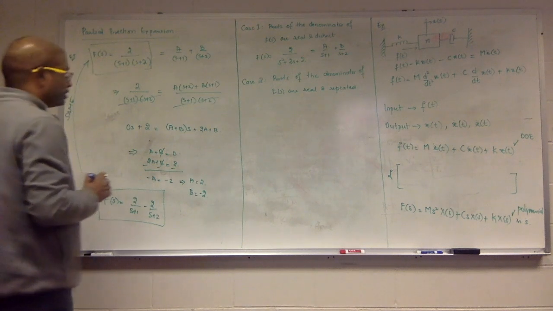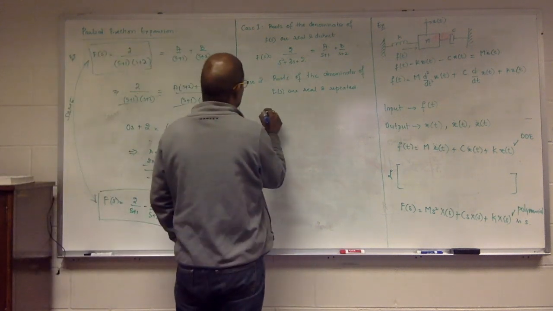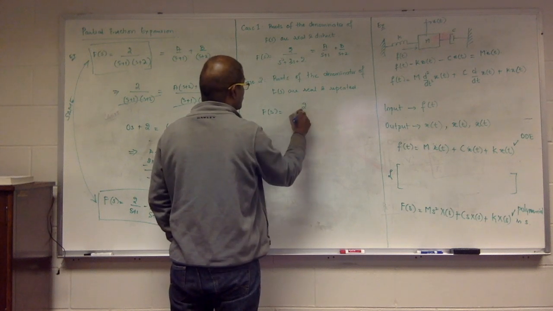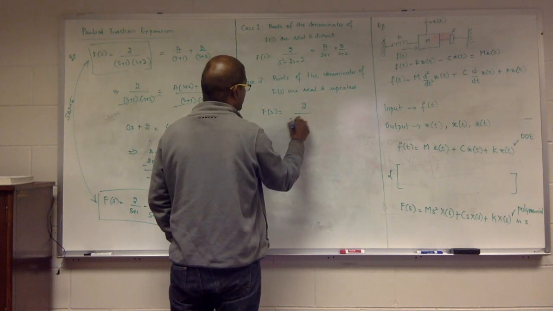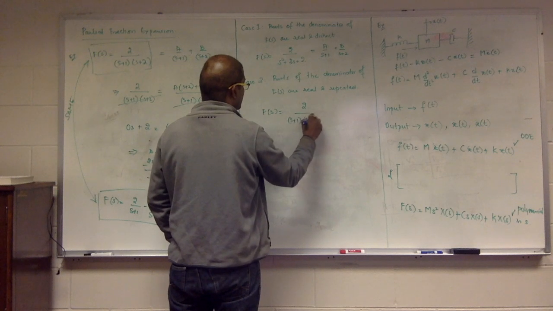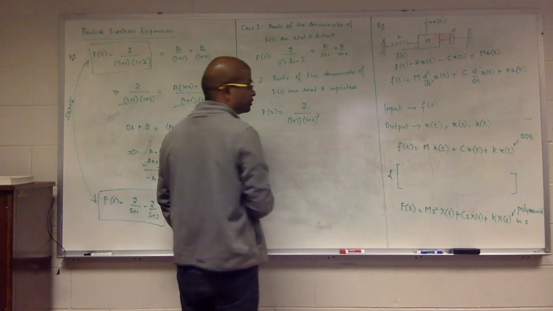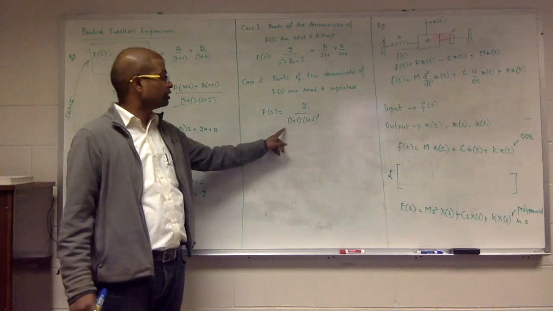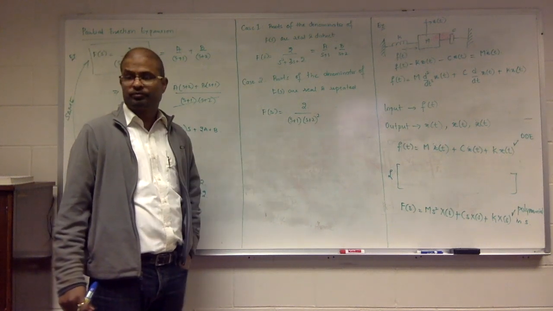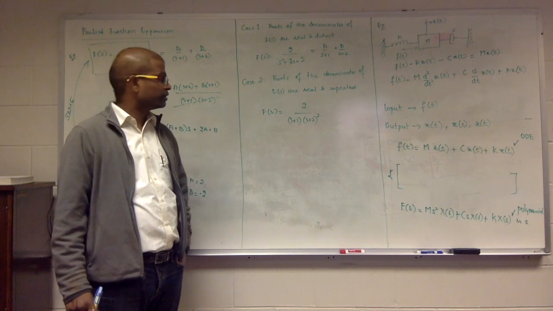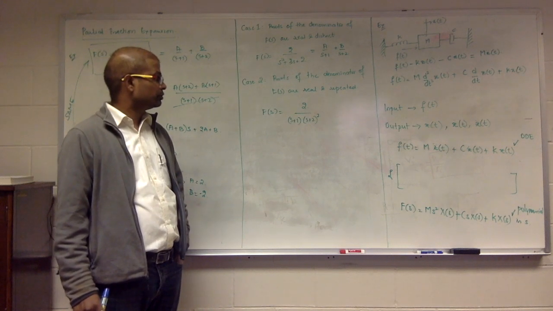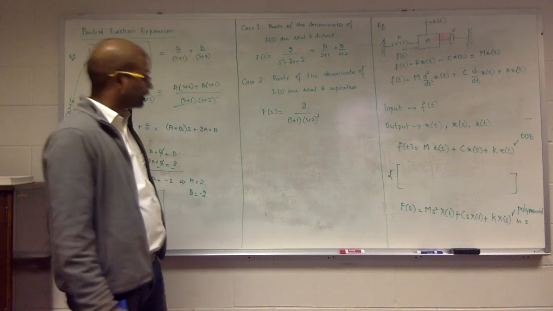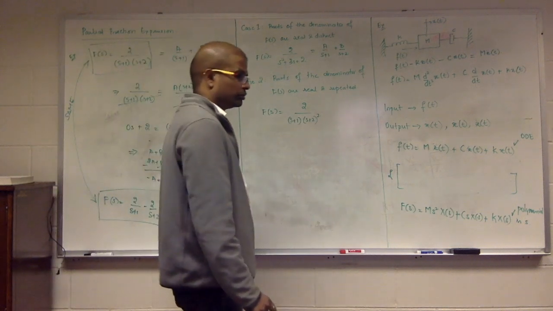I'll give you an example here. You have F of s equal to 2 over s plus 1 times s plus 2 squared. Okay. So how many roots are there here? How many roots are in the denominator? 3 roots, right? What are the 3 roots? s equal to minus 1 and minus 2, minus 2. Yeah. You got it?